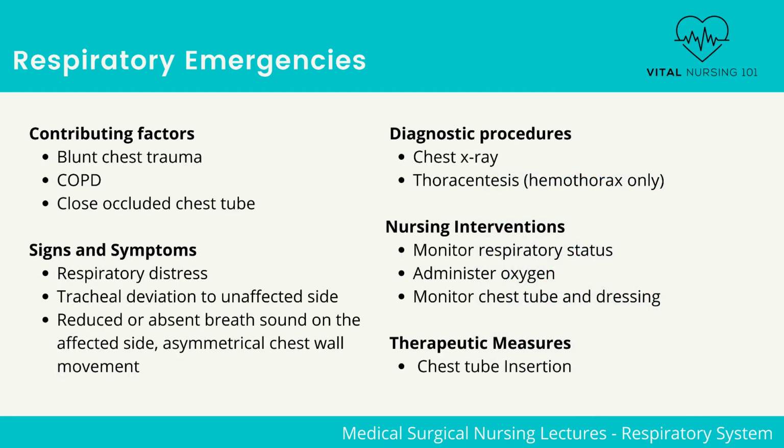Contributing factors of these conditions are the following: blunt chest trauma, COPD, closed or occluded chest tube, advanced age, and penetrating chest wounds. Signs and symptoms include the following: respiratory distress, tracheal deviation to unaffected side, reduced or absent breath sounds on the affected side, asymmetrical chest wall movement, hyperresonance on percussion due to trapped air, subcutaneous emphysema, and chest pain.